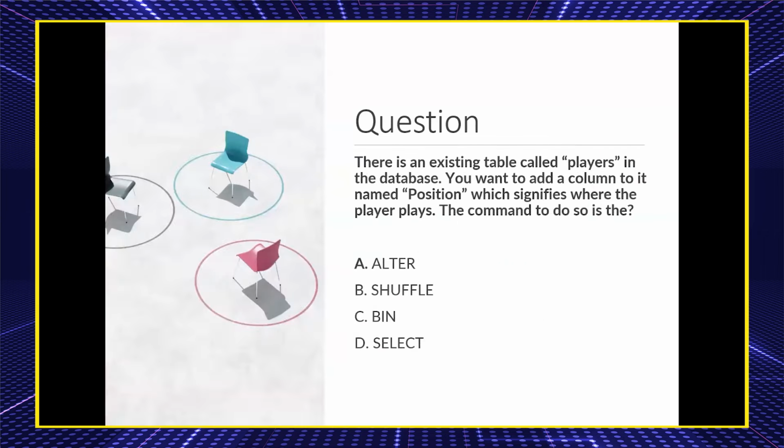There is an existing table called players in the database. You want to add a column to it named position, which signifies where the player plays. What is the command? Alter command.